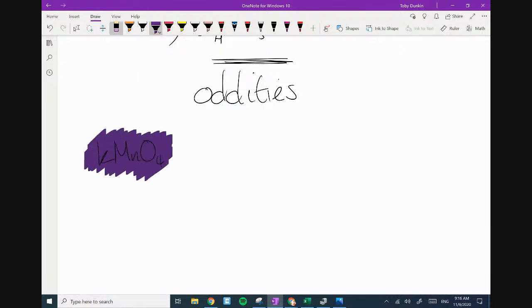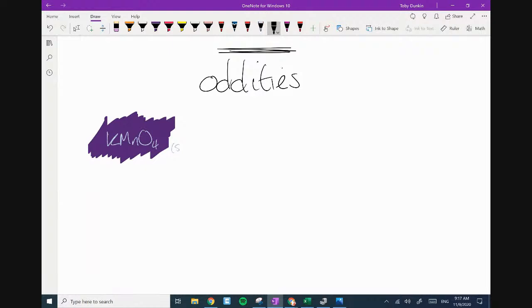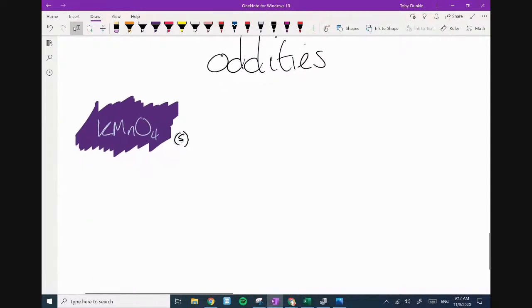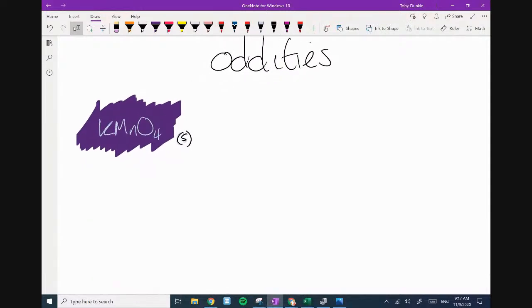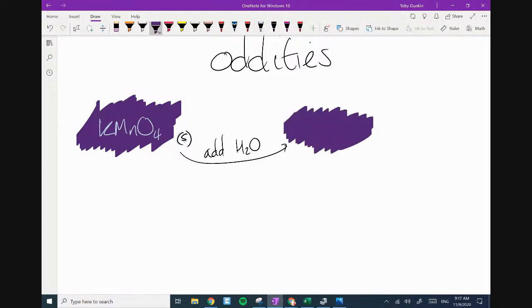I need to draw the dark purple first and then replace it with white text. Potassium permanganate is a dark purple solid. As a solid, it's so dark purple it's borderline black in reality. When you add it to water, H2O, you will form a dark purple solution. So this just becomes aqueous. Exactly the same thing again.